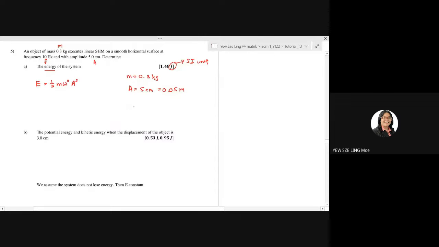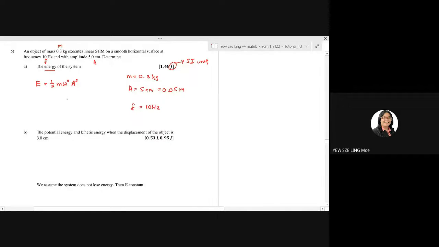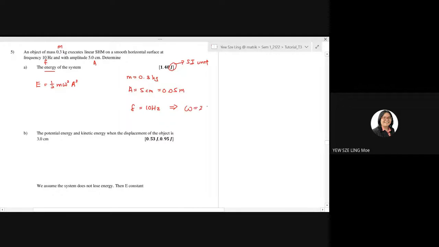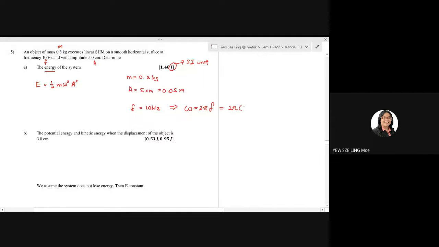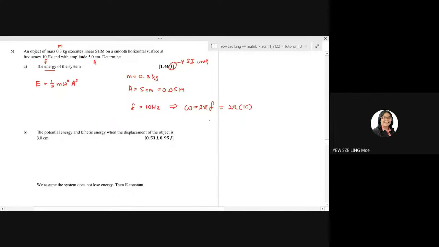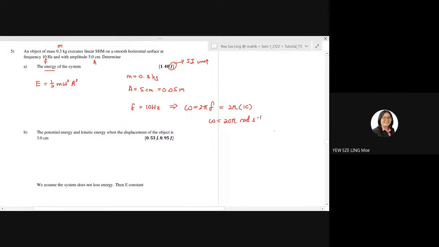And then we have frequency. Now frequency, well, we don't need it in our solution. What we do need is omega. So omega can be obtained from frequency, where omega is equal to 2 pi f, which is then equal to 2 pi times 10 hertz. So omega is equal to 20 pi radian per second. Okay, 20 pi radian per second.